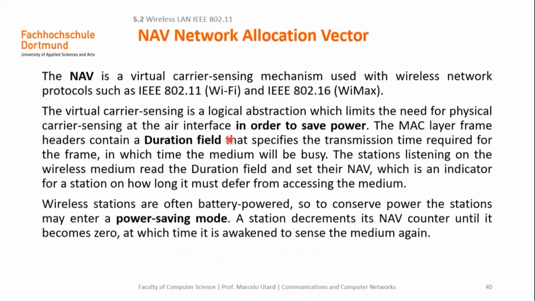And this is an additional mechanism that could be used to sense if the channel is busy or idle. This is very useful in order to save power. The NAV, the network allocation vector, is in fact a virtual carrier sensing mechanism used in Wi-Fi and WiMAX networks. And this mechanism uses the duration field of the frame.